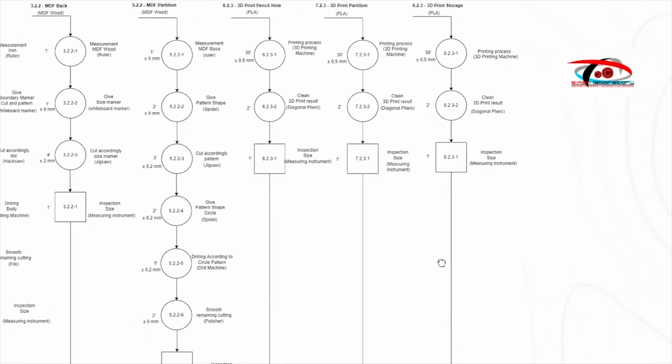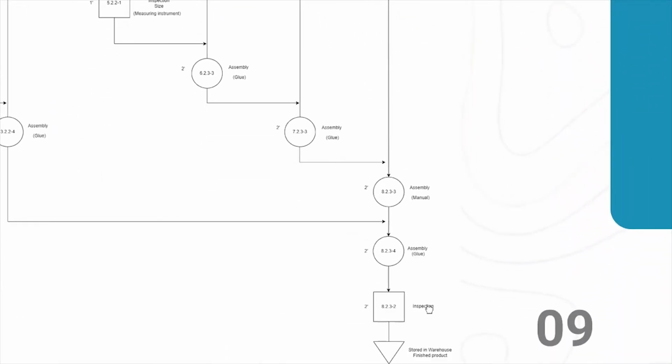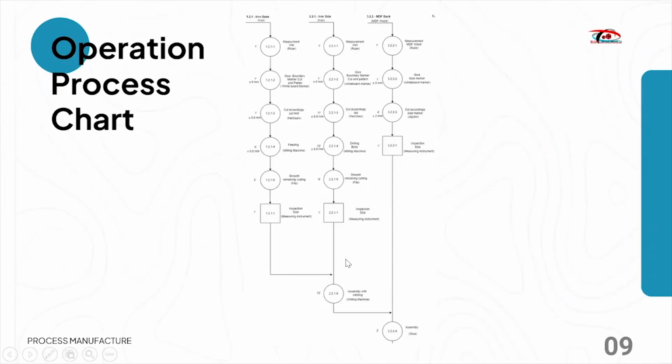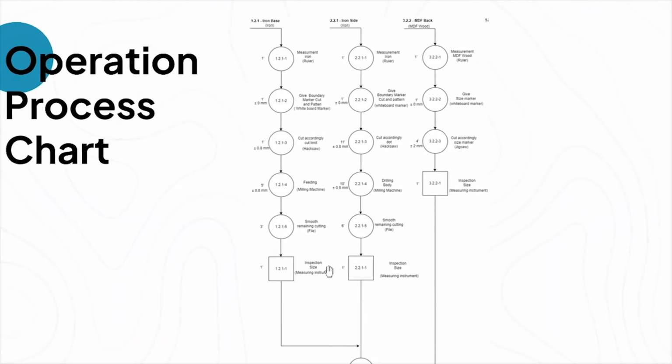We can go through it for all the parts until the final product and arrive at the triangle section, which shows storage in the warehouse, or finished product, or we can call it inventory. It's just the same. Okay, so this is a closer look at the operation process chart. Take a look first.